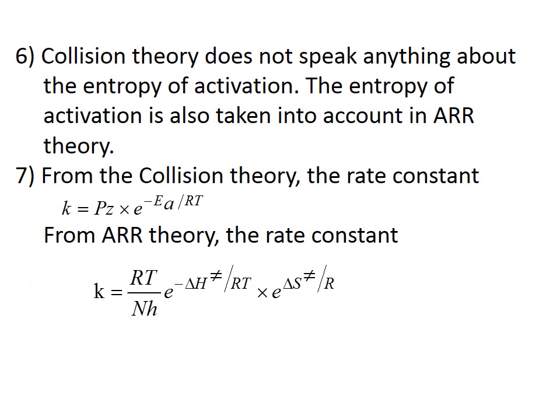6. The collision theory does not say anything about the entropy of activation, but ARR theory gives some information regarding the entropy of activation. 7. From the collision theory, the rate constant k will be equal to PZ e^(-Ea/RT), or from ARR theory, the rate constant will be equal to (RT/Nh) e^(-ΔH‡/RT) e^(ΔS‡/R). And these are some points regarding the comparison between collision theory and ARR theory.